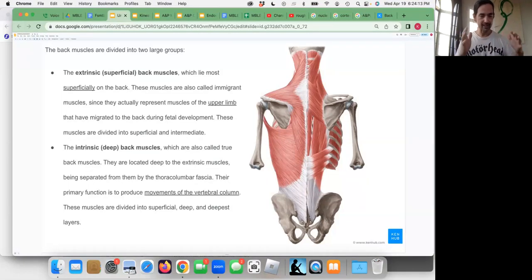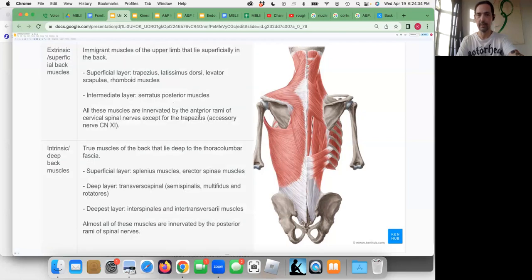We're going to start with didactic, and then we're going to go back and do movement. All right. So the extrinsic or superficial back muscles are right under the skin. Extrinsic back muscles are always superficial. They start on the upper limb and then attach to the spine. They are the trapezius: the upper trapezius, the middle trapezius, and the lower trapezius.